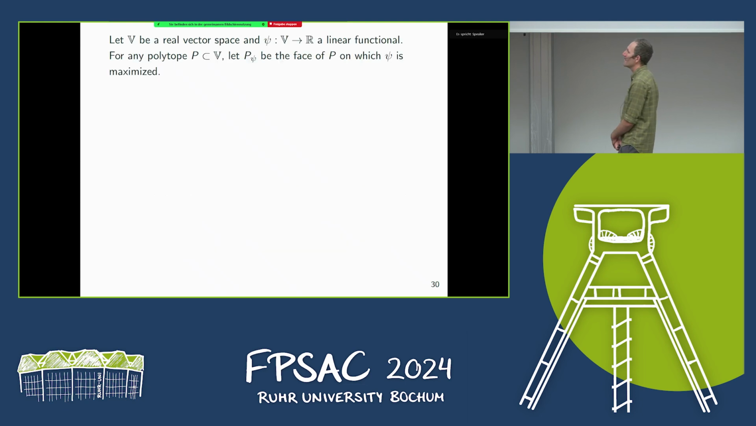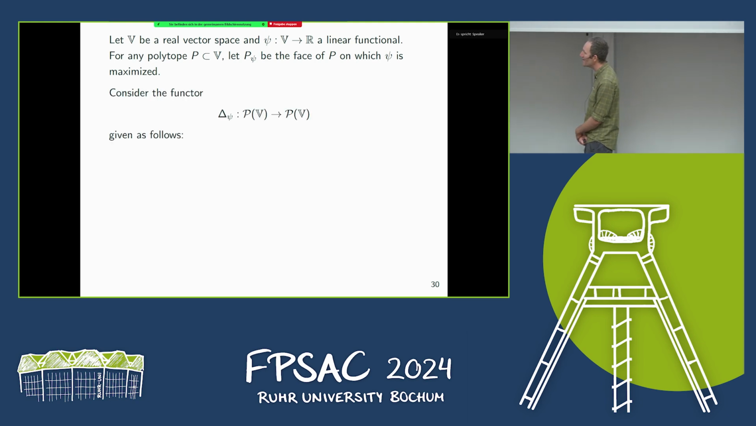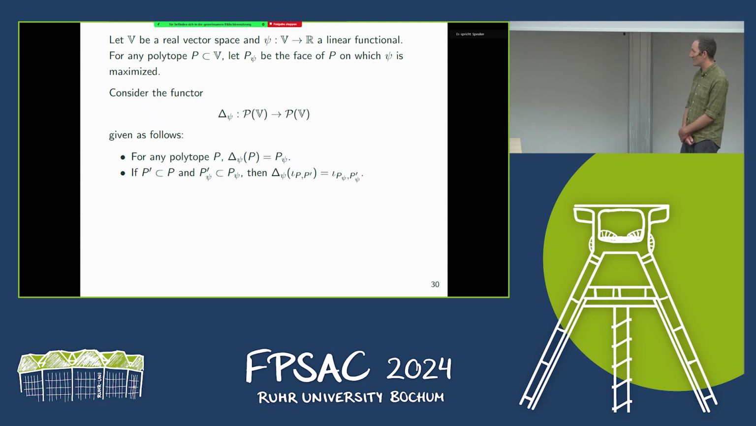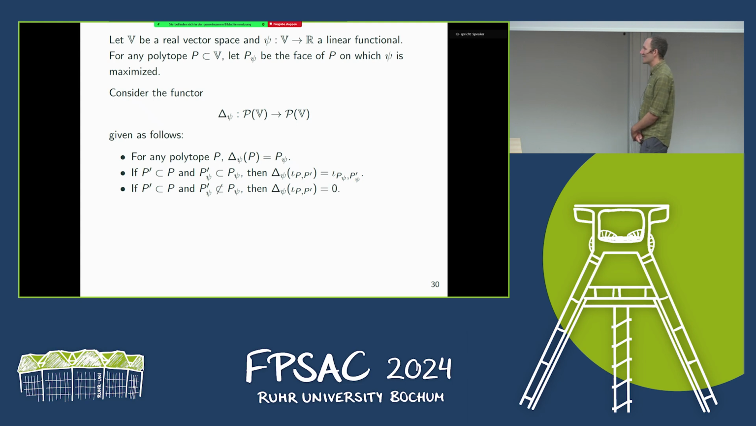So suppose I have a real vector space and a linear functional psi on that vector space. Again, for any polytope P, I let P psi be the face on which psi is maximized. Now let me define the corresponding functor. It takes P to P psi. If P prime is contained in P and P prime psi is contained in P psi, then I take the associated morphism from P to P prime to the associated morphism from P psi to P prime psi, and otherwise I just send it to 0.